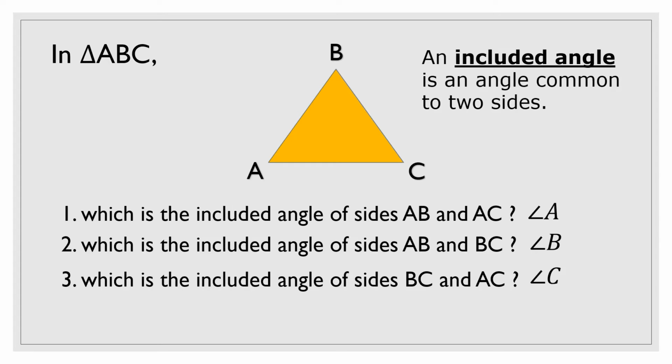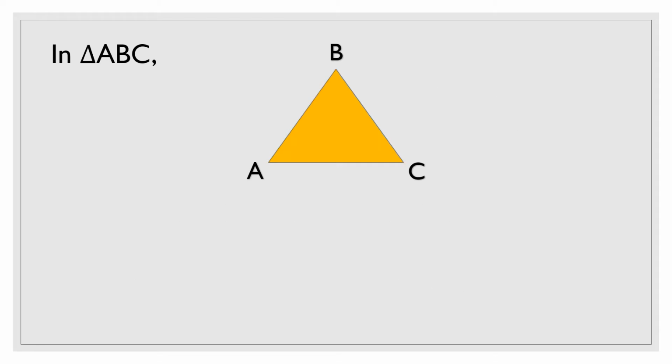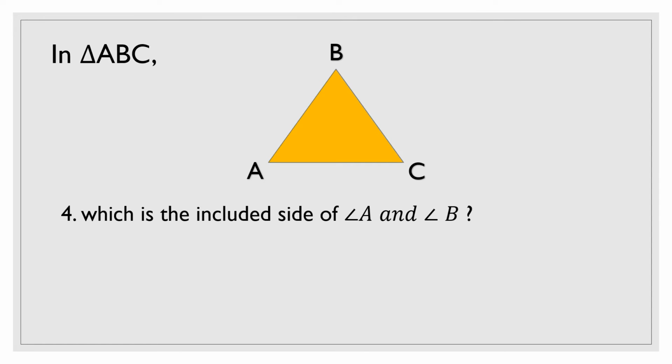Again, an included angle is an angle common to two sides. Let's say angle B is the common angle between side AB and side BC. So another is, which is the included side of angle A and angle B? If you answered side AB, then you are correct.